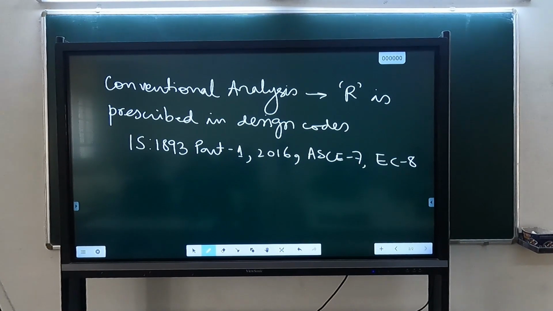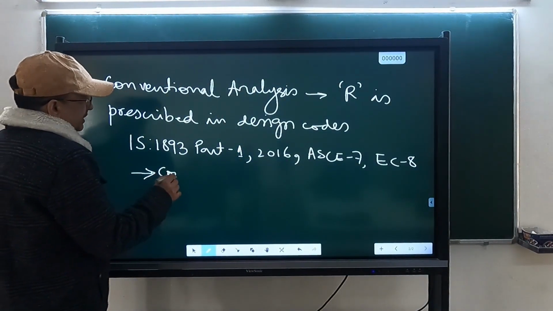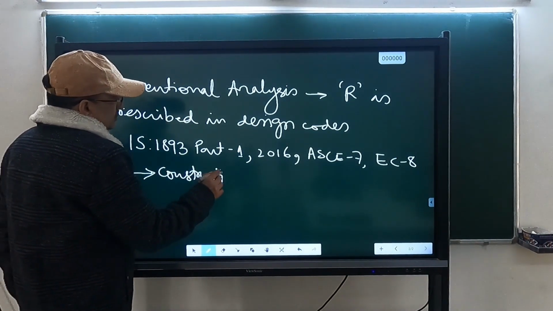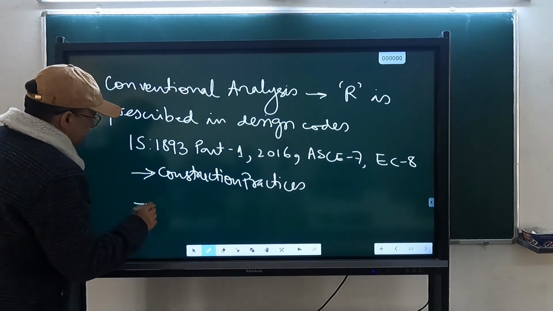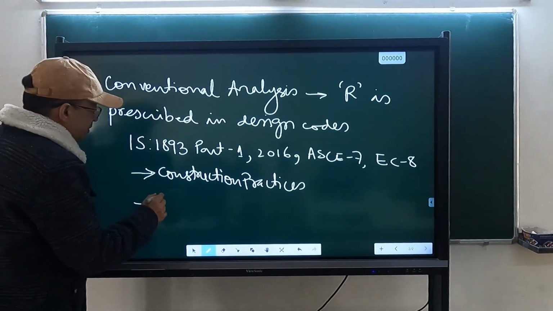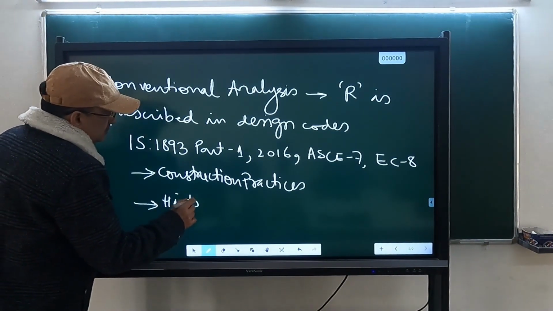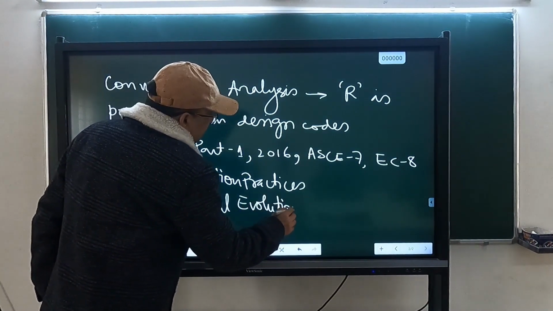Construction practice, like the way quality control is done, may be different. Of course, that is one reason. So one reason that R is different in different countries is construction practices. But more than that, these response reduction factors have been used historically. Historical evolution is the major reason.